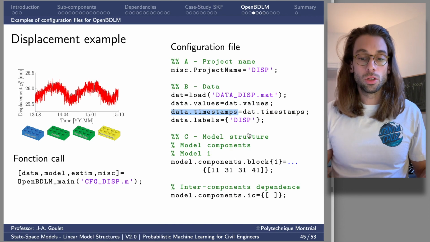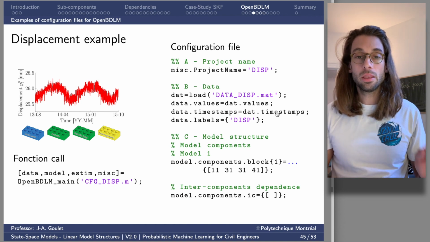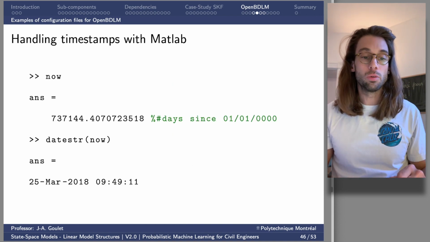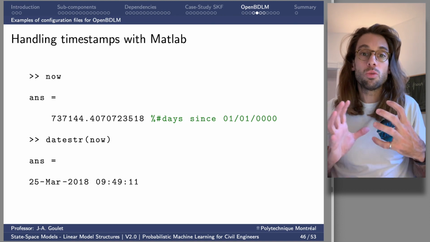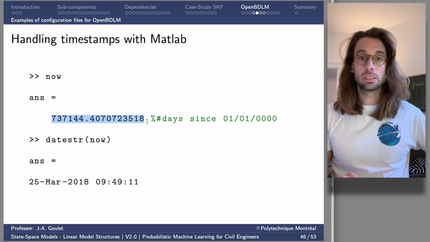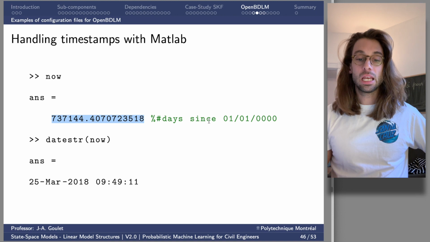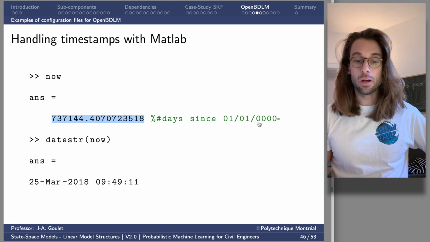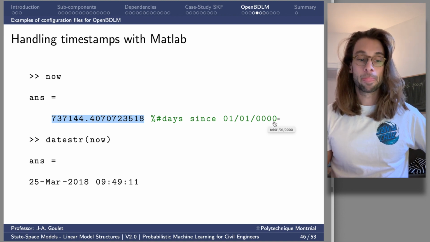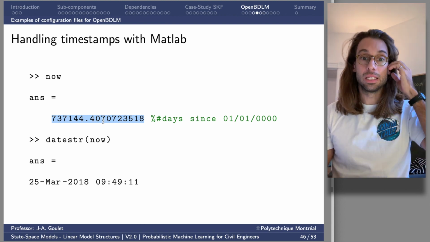So one thing we need to look at in a little more detail is what these timestamps are. There's a specific way to deal with timestamps because we need a reference. If you type now in MATLAB, it's going to return something like this, where this number represents the number of days since 01/01 of year 00. So this is a number in days since the year 0.